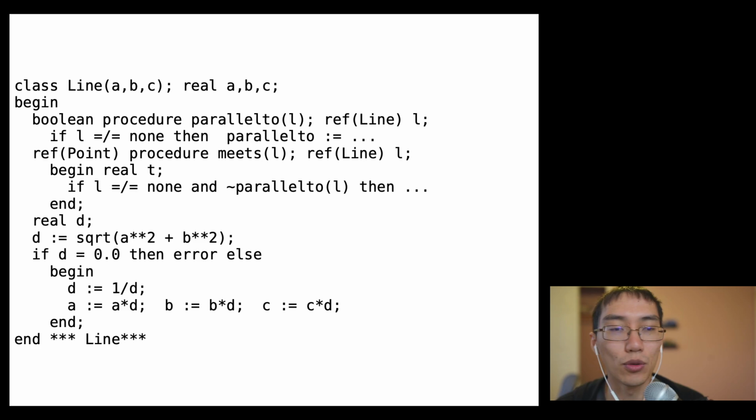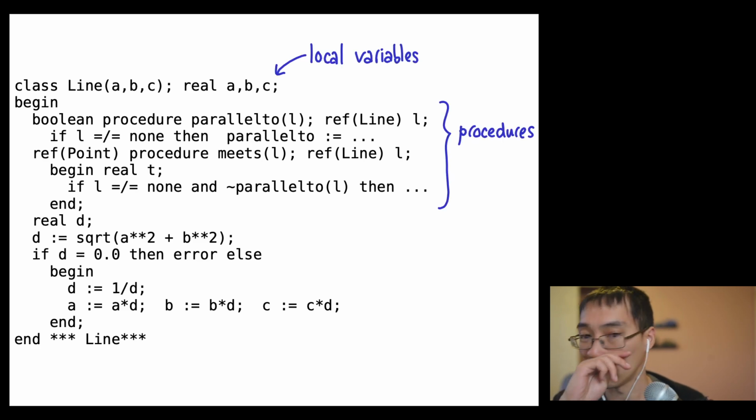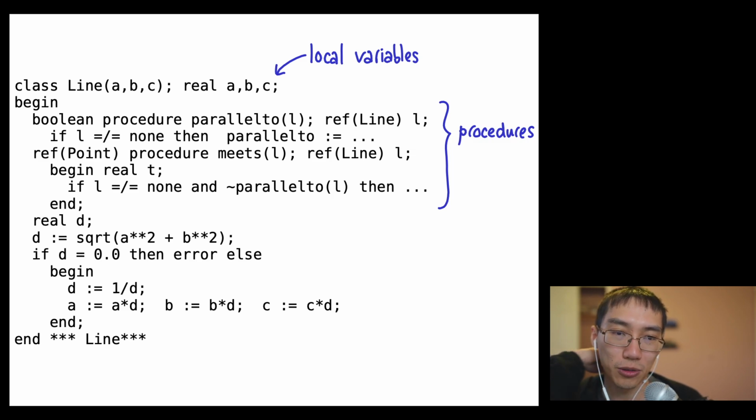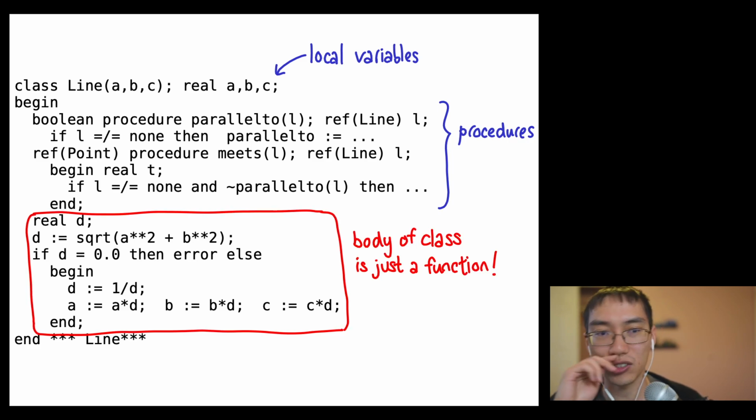So here's some more sample code for line. Once again, we define the class, and then we define the types of all the parameters, which are like local variables. And then we have a bunch of procedures just like before for defining parallel to and meets. And then you might notice that there's a bunch of extra code at the end that's not a procedure.